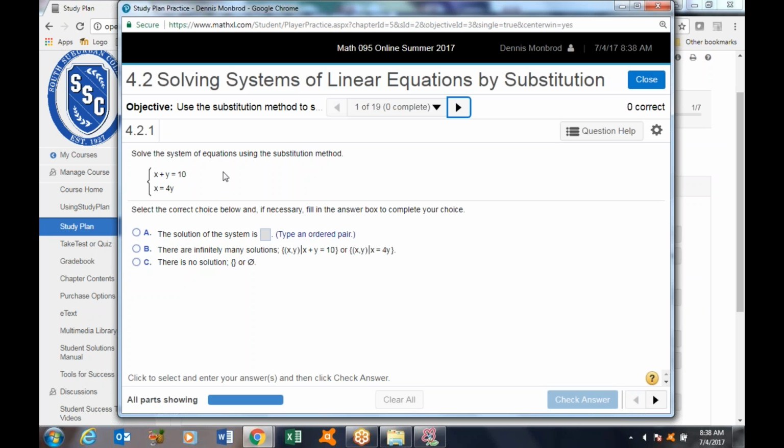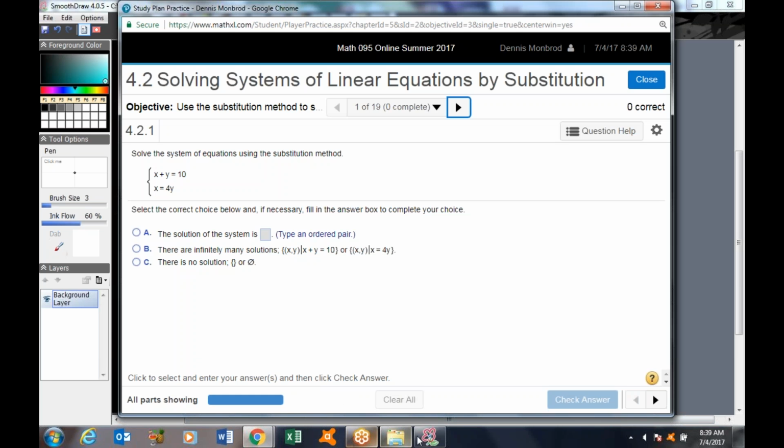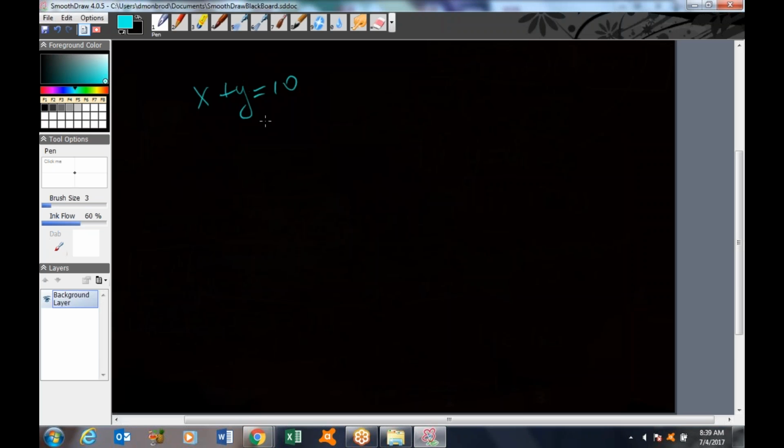Okay, here's the system. I'm going to solve this by the substitution method. This is the first of our two algebraic methods, substitution method. So I'm just going to take this system here, x plus y equals 10 and x equals 4y.